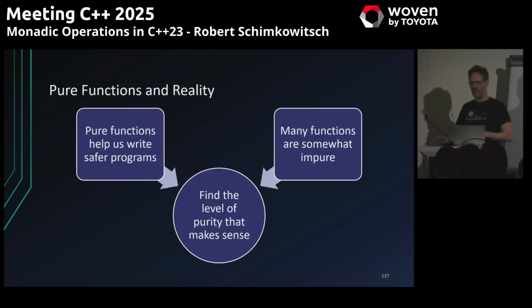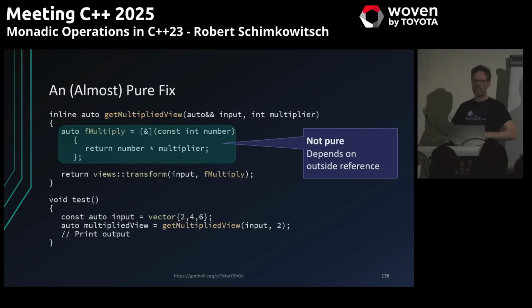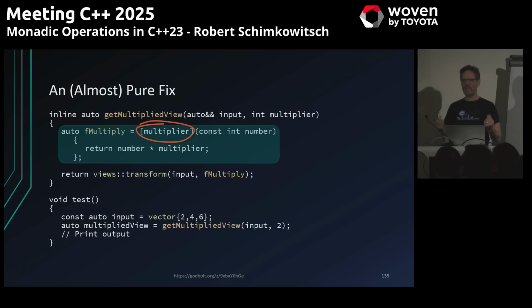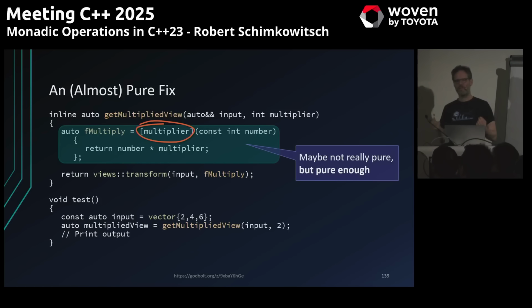So looking back at our initial example, we could argue that one of the problems is that the lambda is not pure. It depends on outside state. And we can improve that by changing the capture to by value. It's still not really pure, but I don't care, it works now.